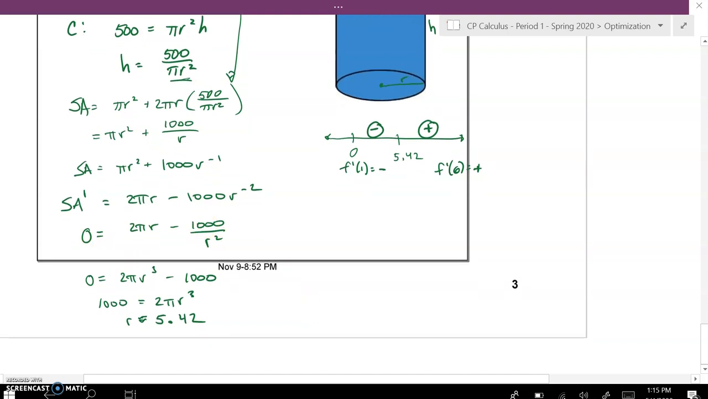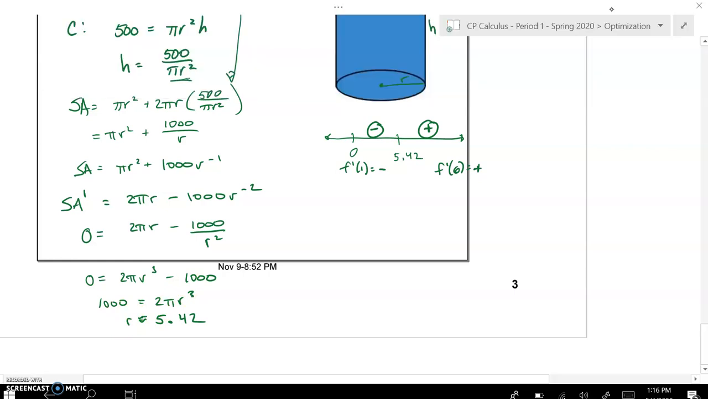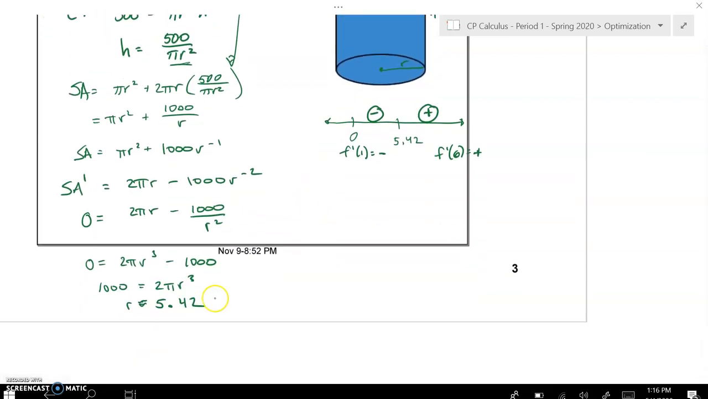And from there, going through and solving to get r, the approximate value of r, because it turns out to be a decimal in this case, I did some common denominator stuff here, some algebra stuff to get to the point where I'm at 2 pi r cubed minus 1,000. 1,000 is equal to 2 pi r cubed, and then solve for r there, and I get 5.42 as my approximation. All right, 5.42 centimeters as the radius.